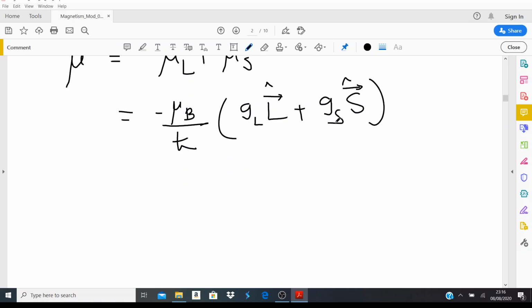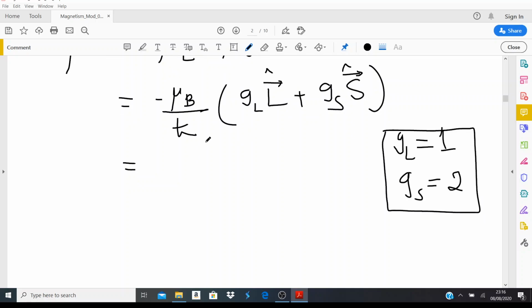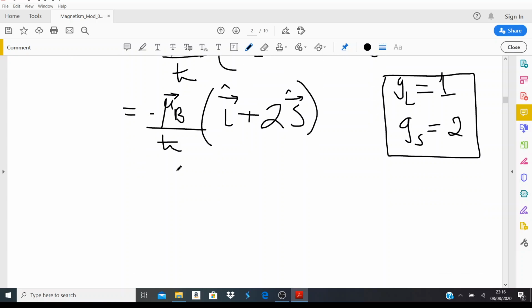And these two values, g_L and g_S, are known. Let me give them to you. As I have mentioned before, g_L is 1, and the g factor for the spin angular momentum is 2 for the electron. We will use these two values in this expression. Then the total magnetic moment mu is mu B by h bar times L plus twice the spin operator. So everything in this bracket is our operator.